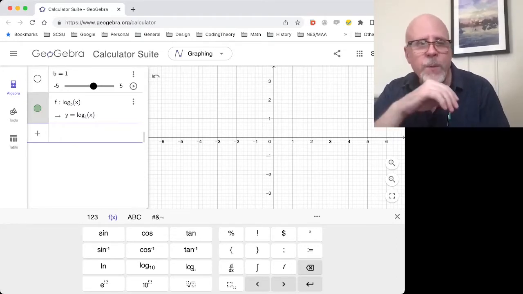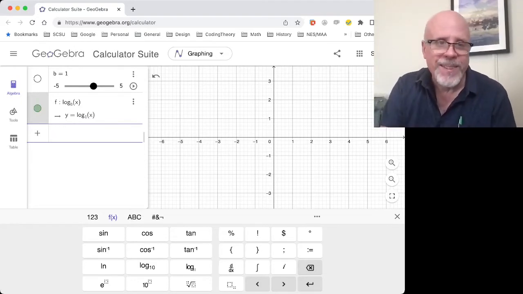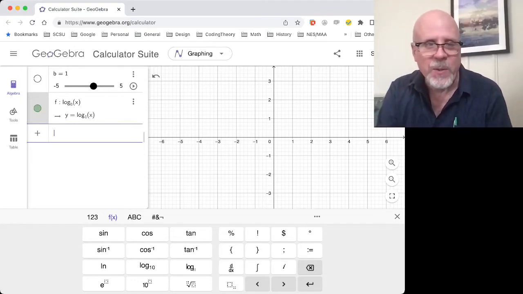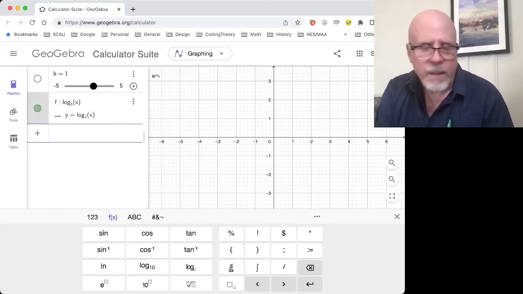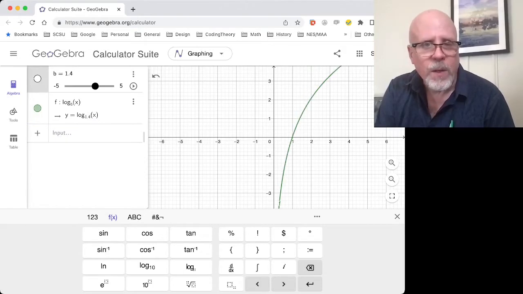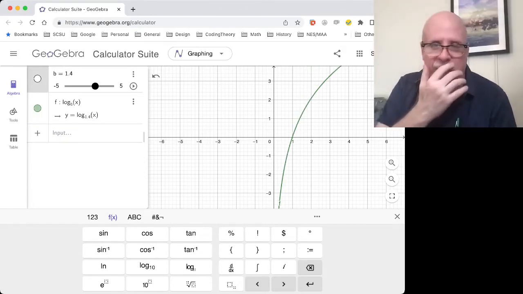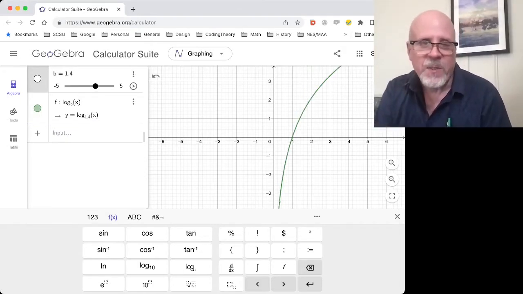Now, the value 1 is a little bit of a strange logarithm because 1 would be a strange base for an exponential. If you were raising 1 to the x, you're just always going to get 1. So maybe not 1, but some other value a little bit different from 1 makes sense. So that's a typical logarithm curve.